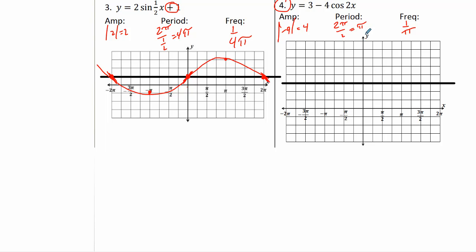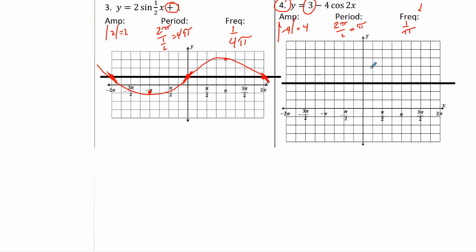All right, so I grabbed some things here real quick. I moved the equilibrium value up 3 because that's what this 3 tells us. The amplitude is 4. Absolute value of negative 4 is 4. The period is 2 pi over 2, which is pi, and then the frequency is 1 over pi.